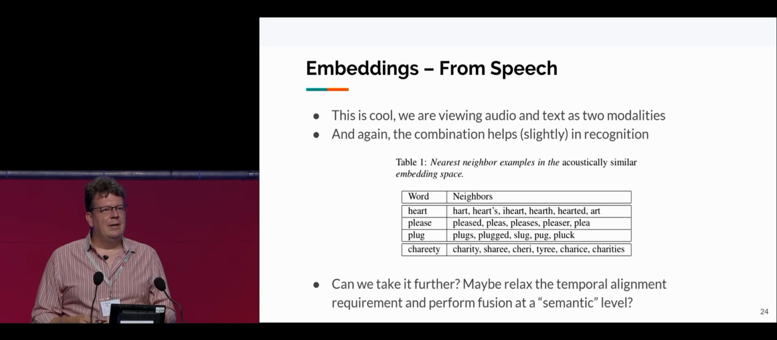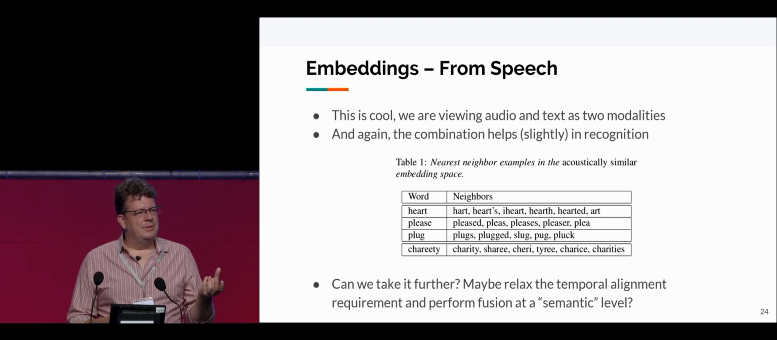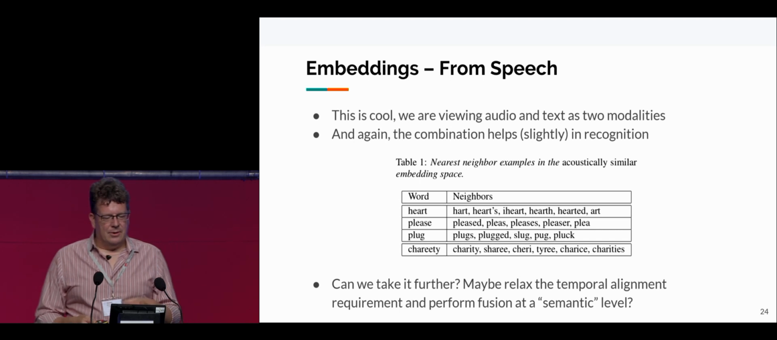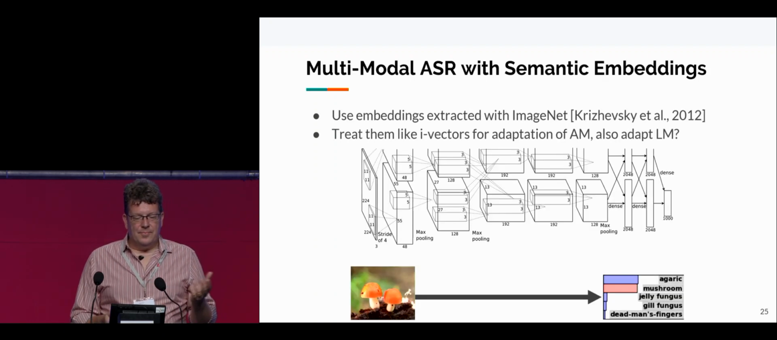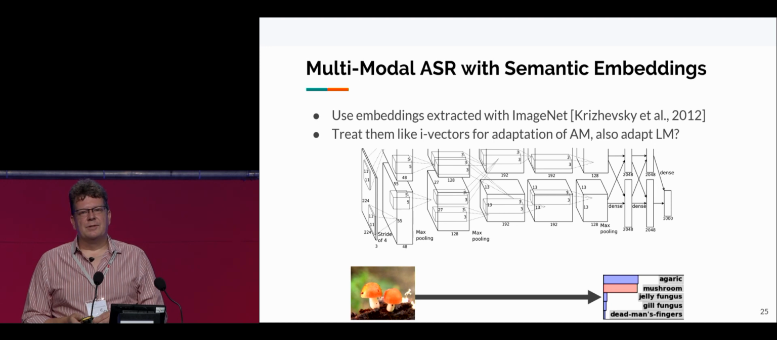So we can see that we are creating a neural network that gives us an audio embedding for words, where things that sound similar are similar. And all we need is the transcriptions, the word strings, to create those models. So what else can we do with this? Can we take it a step further?